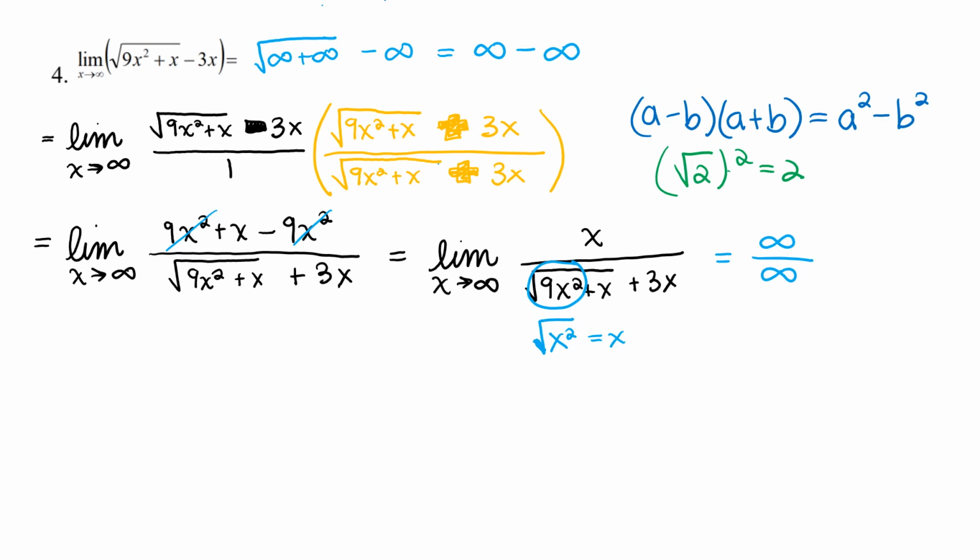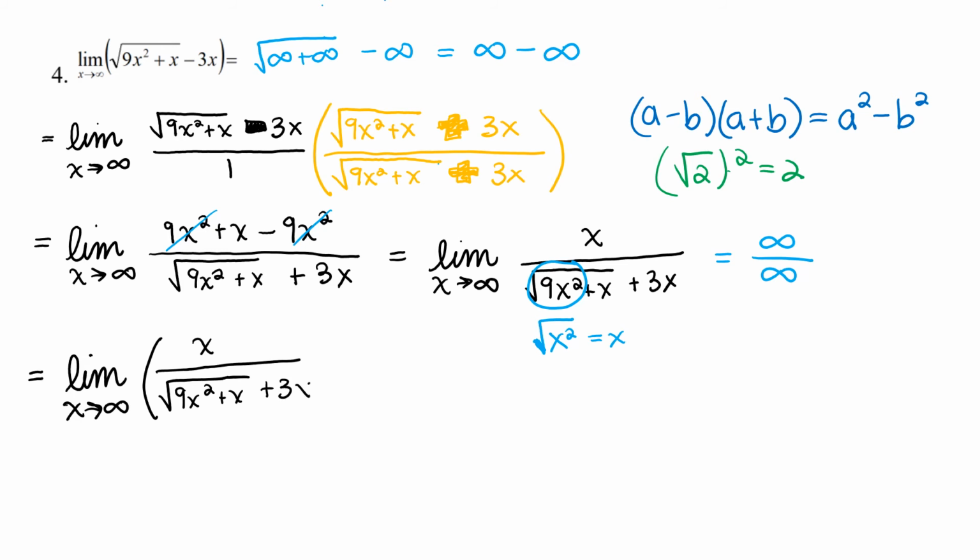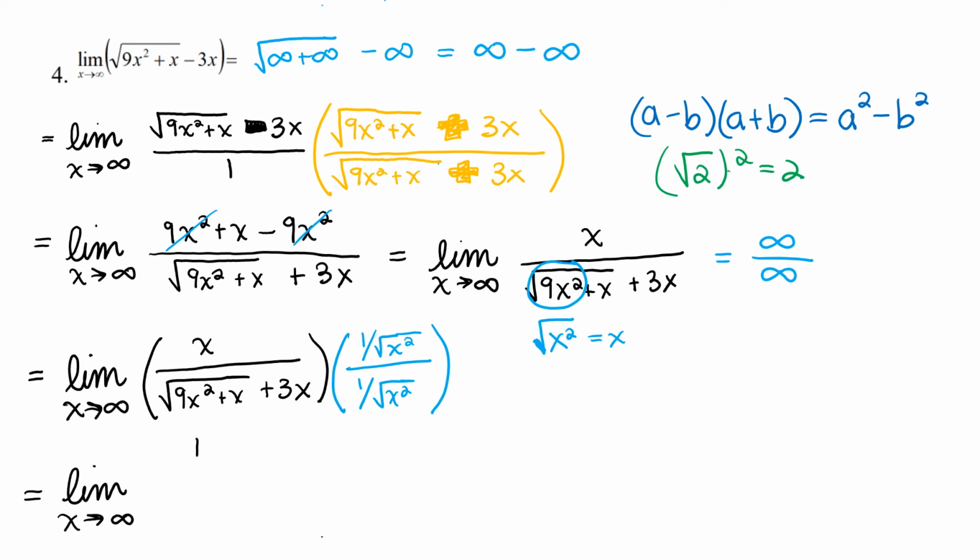So we need to multiply by the reciprocal of this. Whenever I have a function that has a square root involved in it, I'm going to multiply by the reciprocal of the version that has the square root. So this will be equal to the limit as x approaches infinity of x over the square root of 9x squared plus x plus 3x, and I'll multiply by 1 over the square root of x squared over 1 over the square root of x squared. And this will be equal to the limit as x approaches infinity of x over the square root of x squared, which I'm running out of room, so I'll write it with little diagonal fractions.